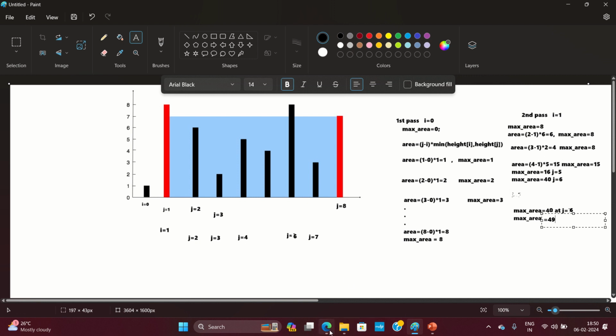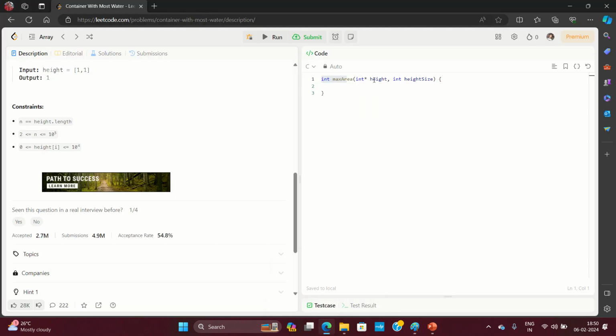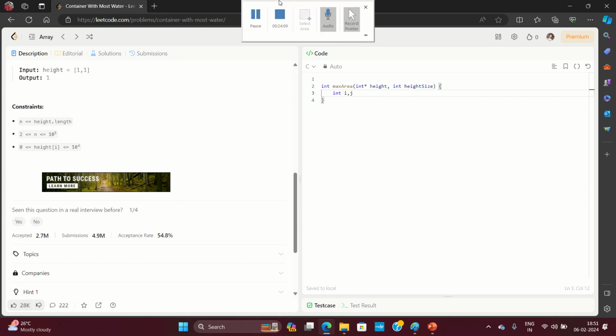Okay, so let us consider writing the code now. What we will be doing, we can calculate in this way. We need two pointers first, that is I and j. So int I comma j.